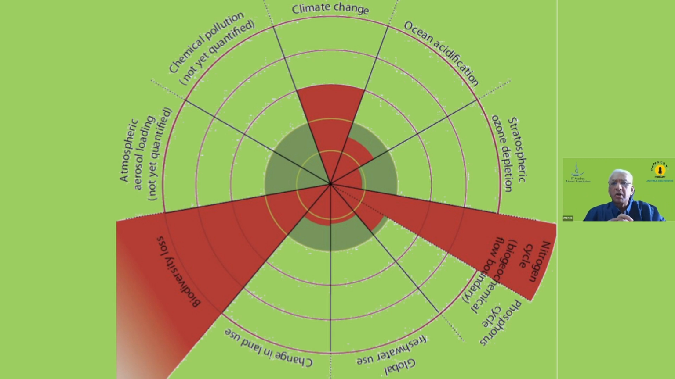And today we are going to talk about ocean acidification and freshwater use, which are part of the hydrosphere. And we are also talking about the loss of biodiversity, which is part of the biosphere.